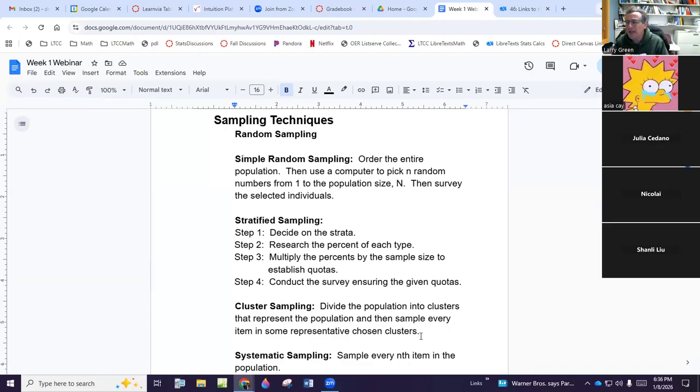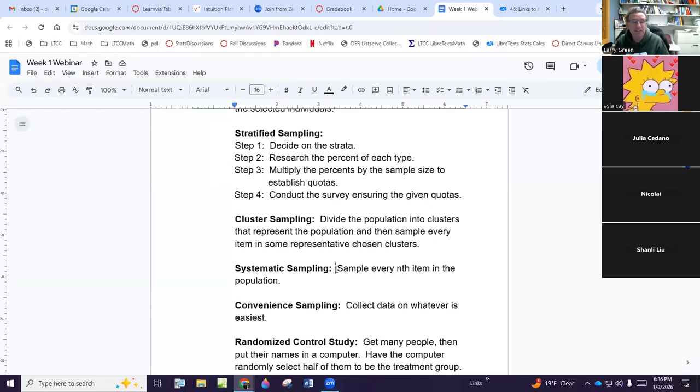And then you would go in and you would survey. You would walk into the classroom, or you would get all the online students in that class to answer the survey question. And that'd be a lot easier, wouldn't it? And that's done a lot for college students. And that's the most common cluster sampling for college students.